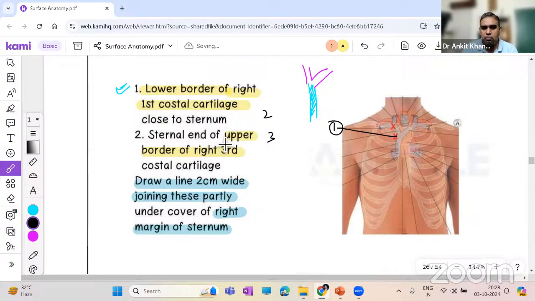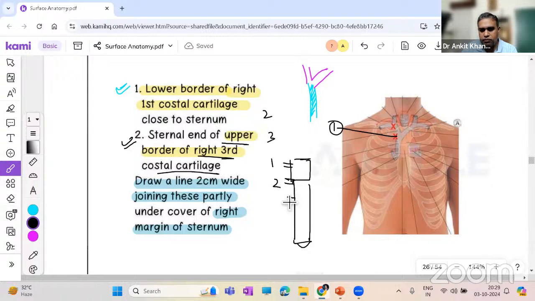Then SVC will go down behind the second costal cartilage, and then it will reach the third costal cartilage. And it will end where? Upper border of right third costal cartilage. It will end over here. Let me try to show you the diagram. Suppose this is the manubrium sterni. This is the body of sternum. Just be with me. This is rib number 1. This is rib number 2. That is rib number 3.